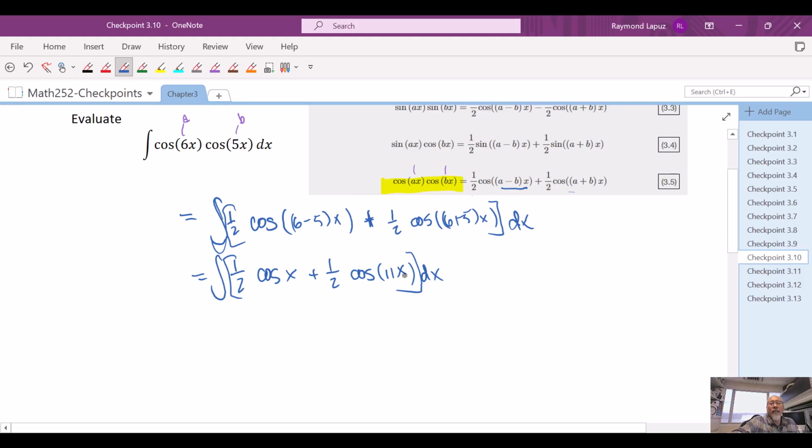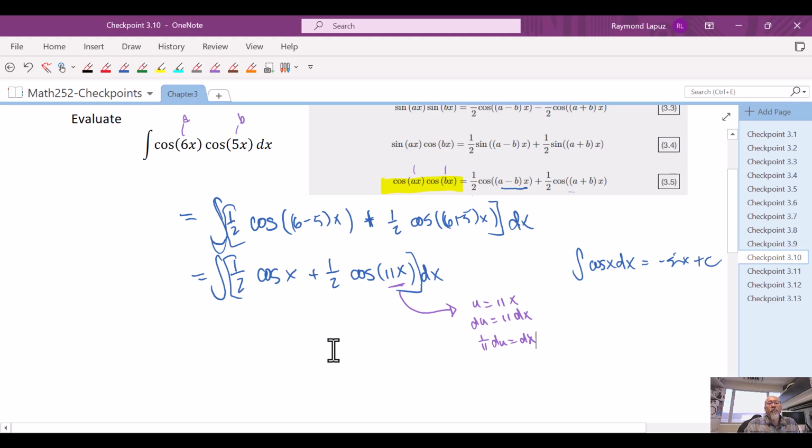Just remember that the antiderivative of cosine is going to be a sine. So the antiderivative of cosine x dx is going to be sine x. And then another thing we have to worry about here is the u substitution. And so we're going to have an extra 11 that goes in the denominator after we do the u substitution.